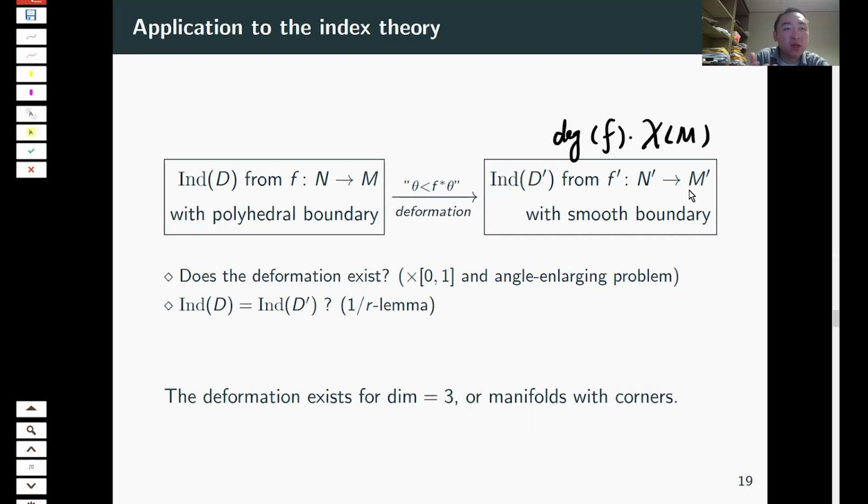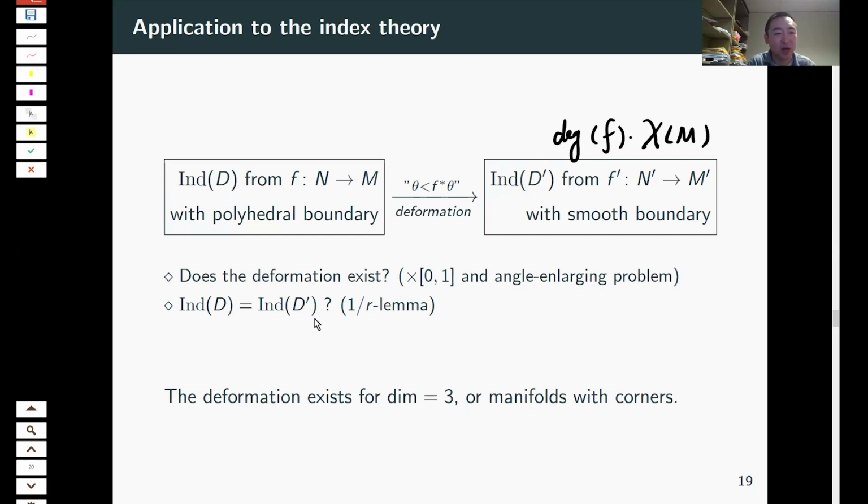So far we don't know how to do it geometrically, but we do have a stable version, the algebraic version. If we take the product with [0,1], now we can apply our angular logic. I will explain this in more detail, but you can see that's why we really need this. In the next few pages, I will pay a little more attention to the second question. Even if we have the deformation, why do we have the index equal?